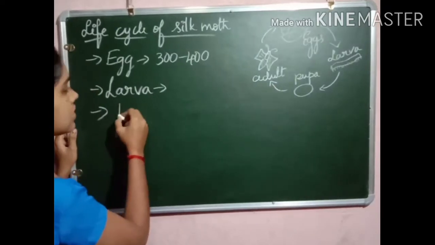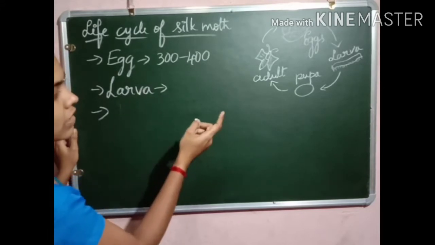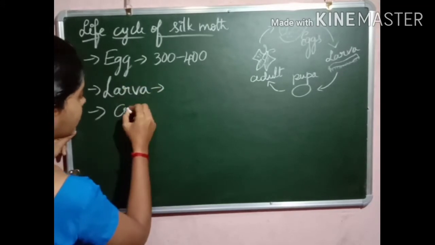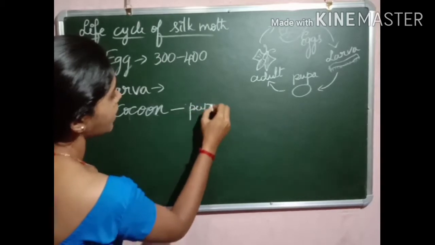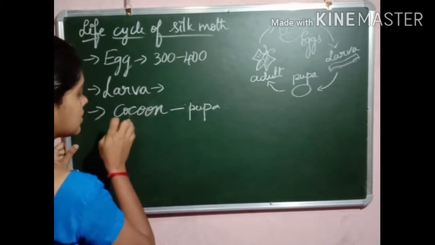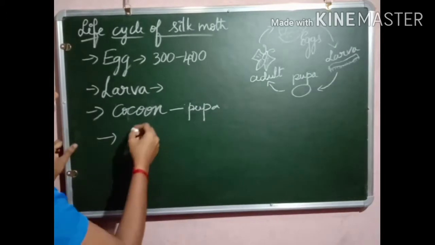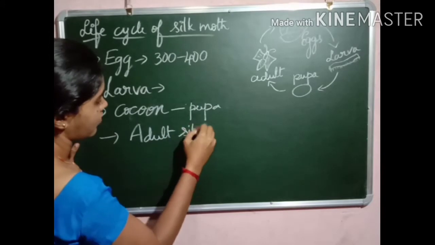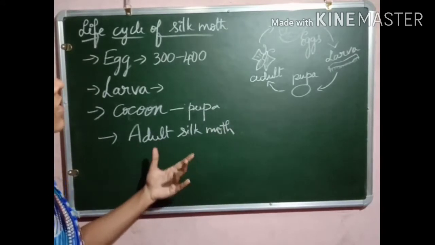Then slowly, after so many changes, finally it will become the adult silk moth. So these are the steps. The pupa will be there inside the cocoon. Inside the cocoon, what is there? Pupa is there. The stage is known as the pupa stage, and this pupa is covered by the cocoon. Cocoon is like the shell. The final stage is adult silk moth.